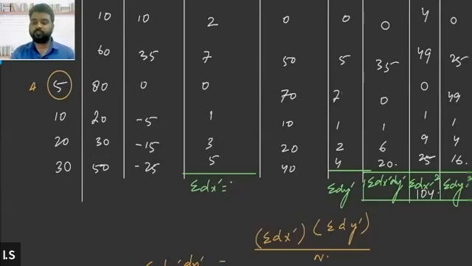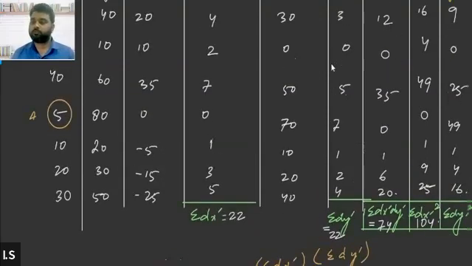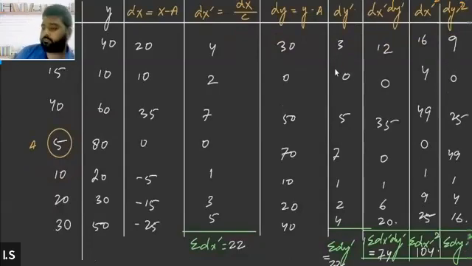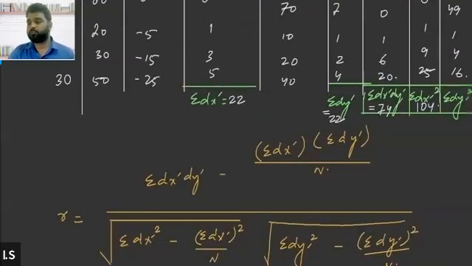Tell me the total of the sigma dx dash. So 22. And sigma dy dash. 22. And sigma dx dash dy dash. 74. And sigma dy dash square. I didn't do it. So it will be 34 plus 49 plus 16, so it should be 104.